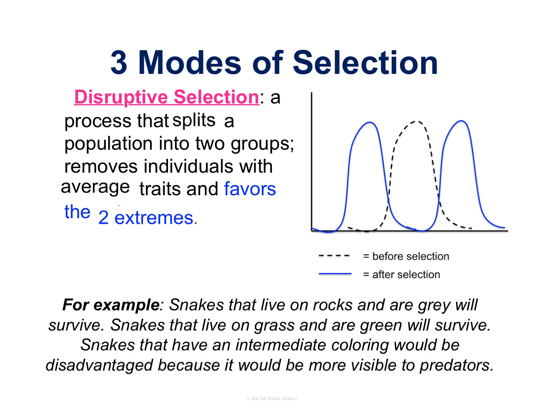So we're selecting for these 2 extremes, and they are going to become more common. So if we look at an example of this seen in nature, snakes that live on rocks are gray and will survive. Snakes that live on grass are green and will survive. But if we have an intermediate coloring, this could be disadvantaged because it is more visible to predators. So this is an example of why we would want to select those 2 extremes rather than the middle scenario.